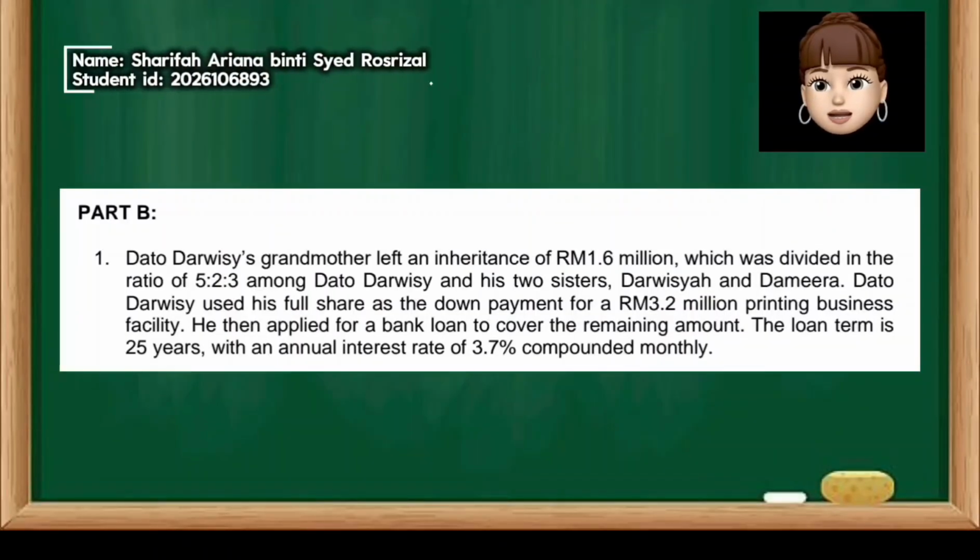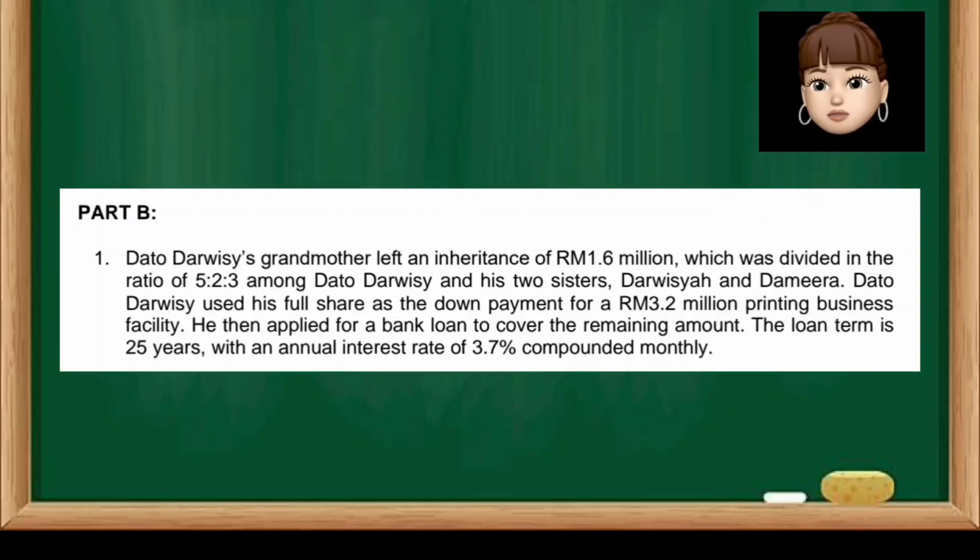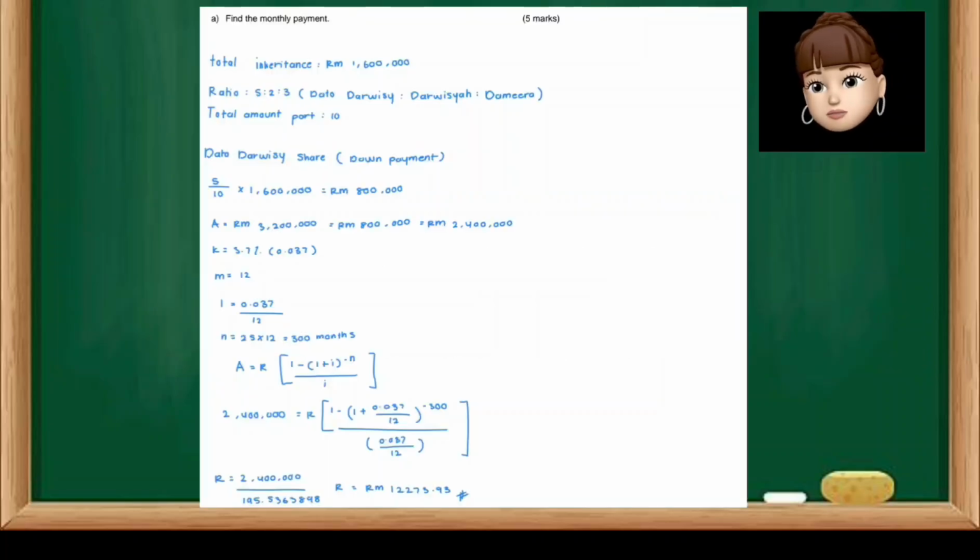Part B, question 1. Datuk Darwish's grandmother left an inheritance of Rm 1.6 million, which was divided in the ratio of 5:2:3 among Datuk Darwish and his two sisters, Darwisha and Damira. Datuk Darwish used his full share as a down payment for a Rm 3.6 million printing business facility. He then applied for a bank loan to cover the remaining amount. The loan term is 25 years with an annual interest rate of 3.7% compounded monthly. So for part B, question 1A, find the monthly payment.